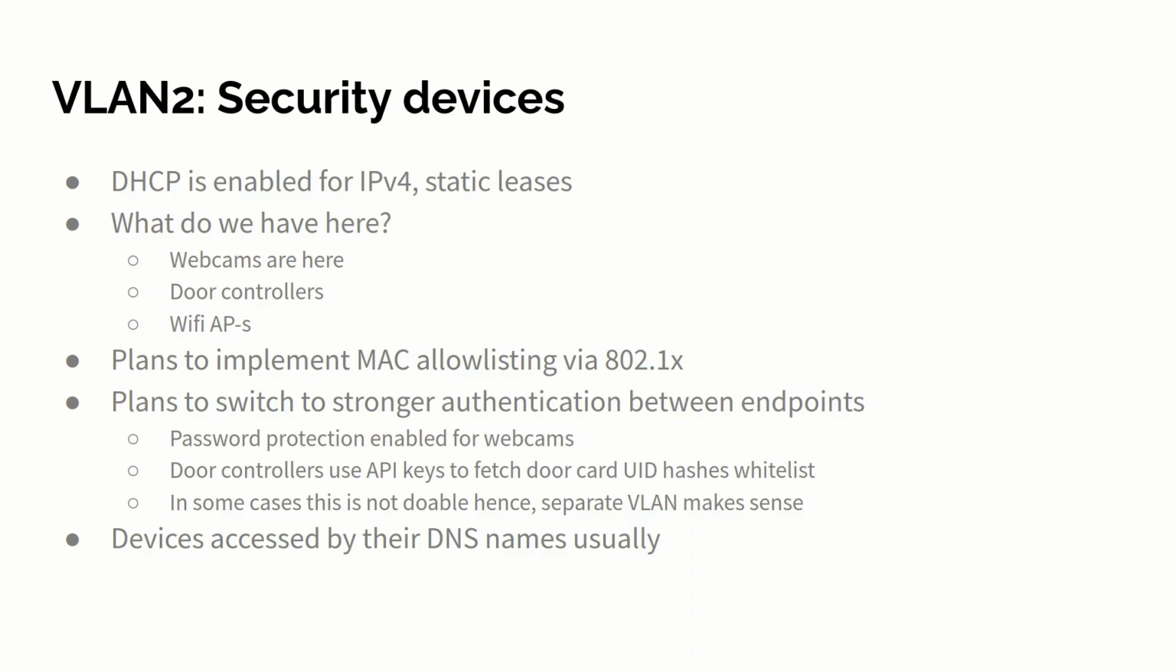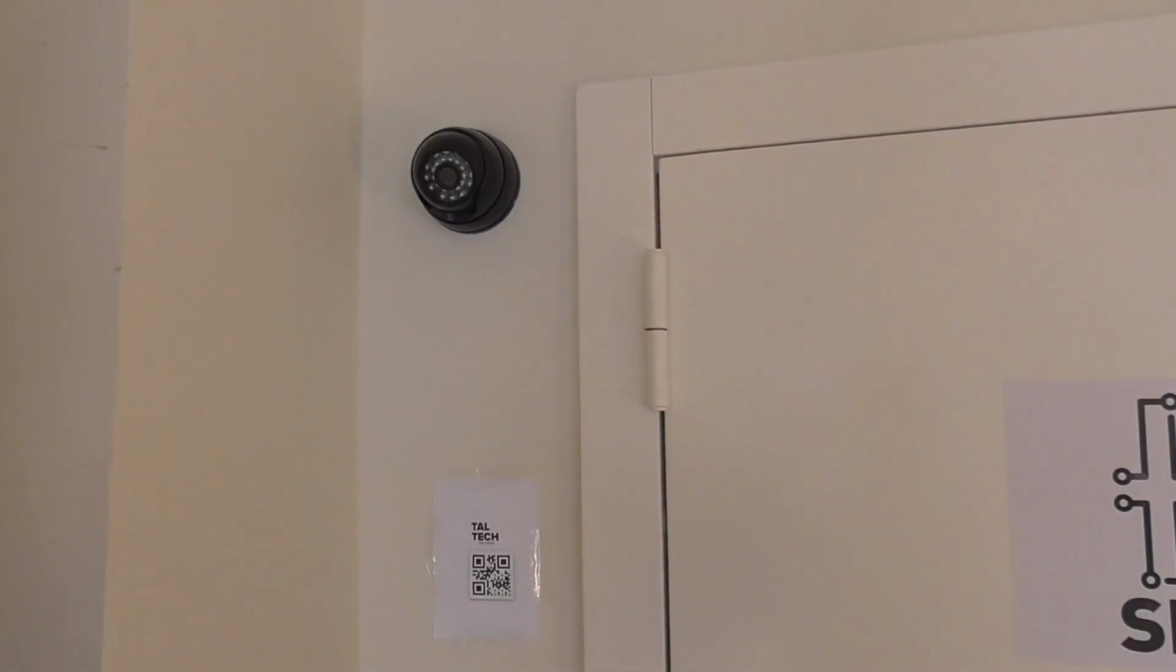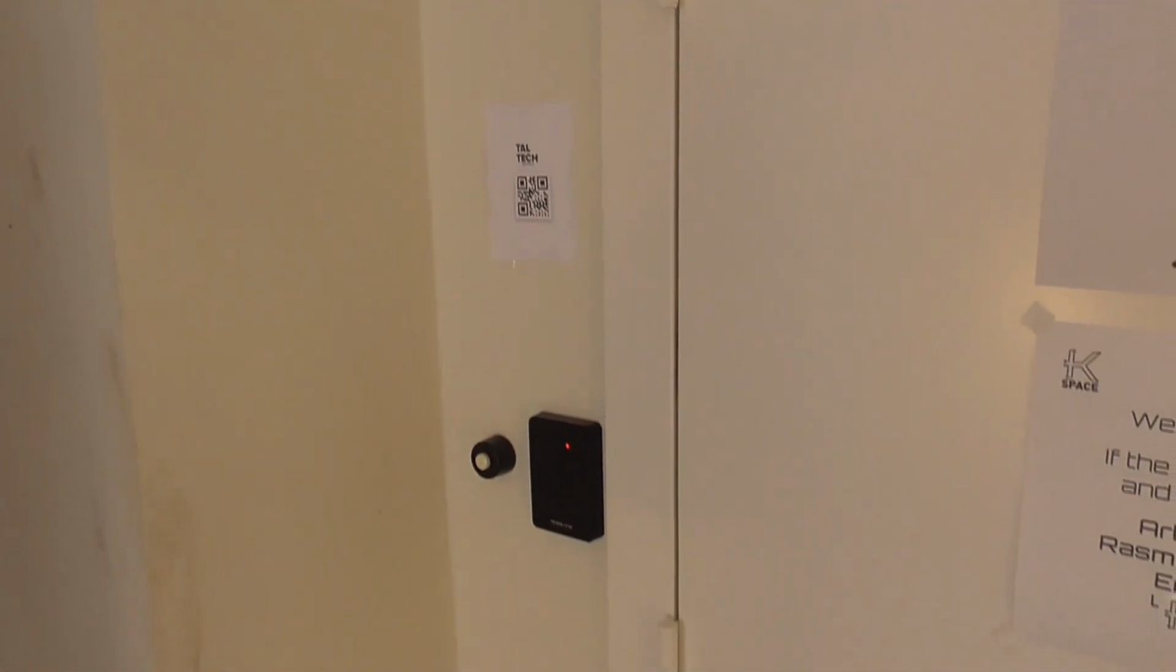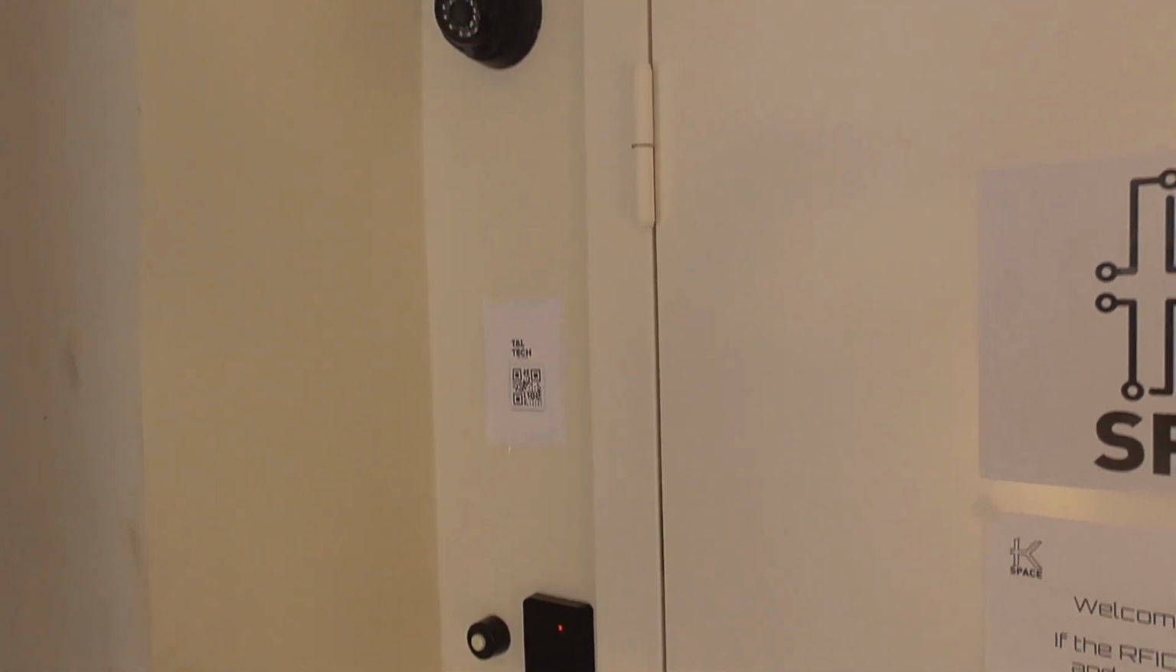So in this VLAN, we've got cameras, door controllers, and the management interfaces of the wireless access points. Since these devices share the switches that go to the public wired and wireless networks, we're considering doing MAC allow listing using the 802.1X protocol. We already have password protection enabled for the webcams. We've got door controllers using API keys to fetch the door card UID hashes. And for wireless access points, we use SSH.